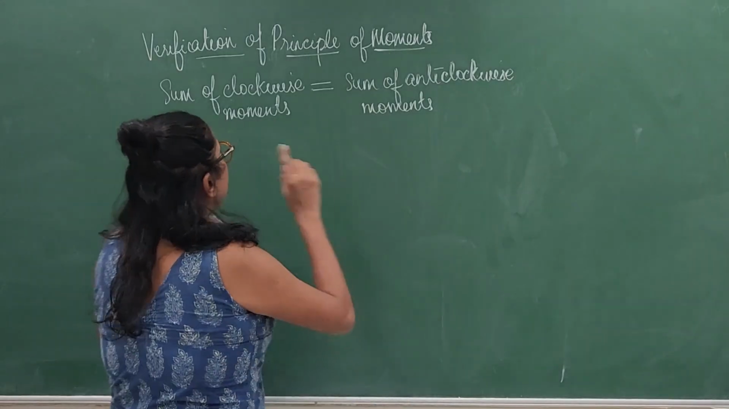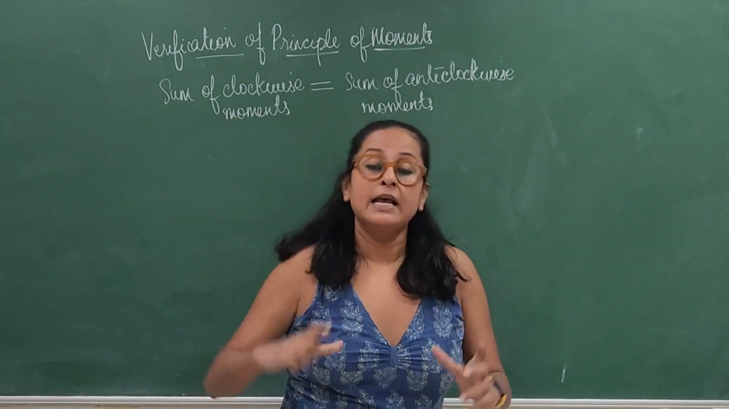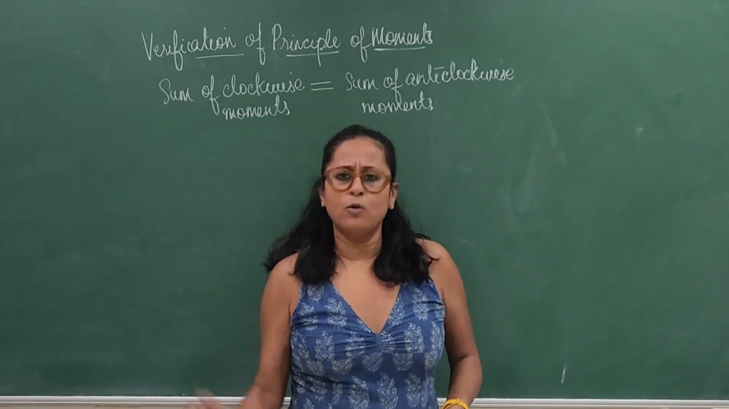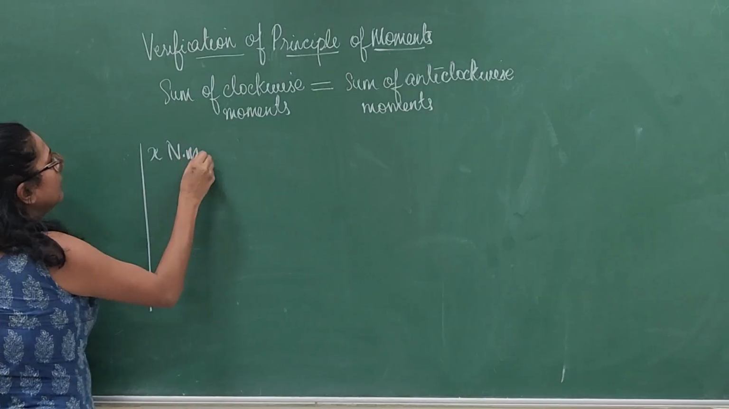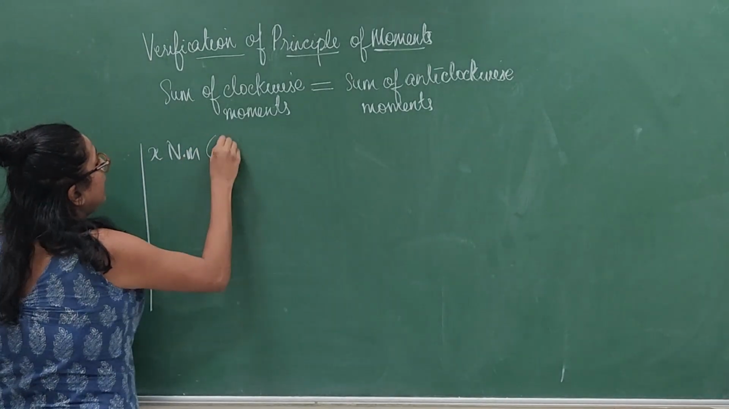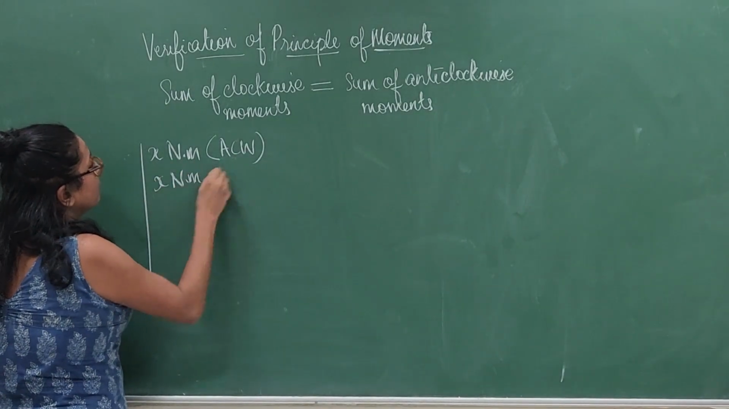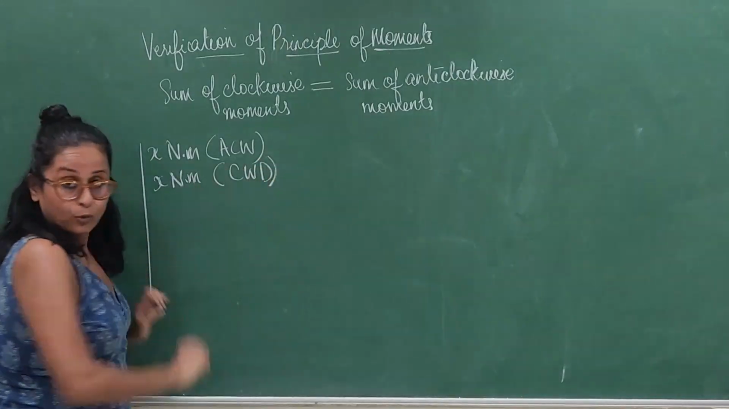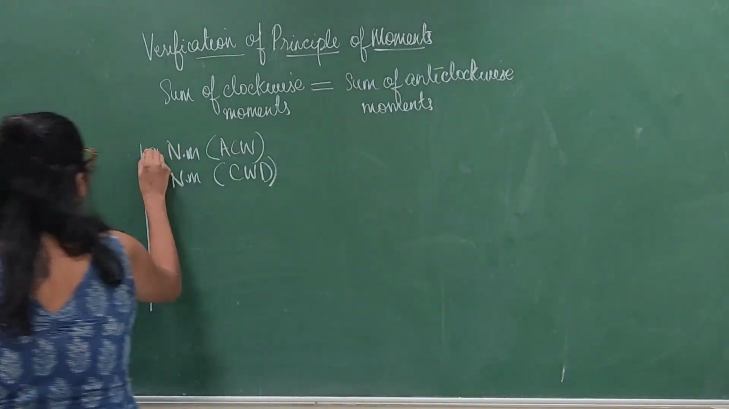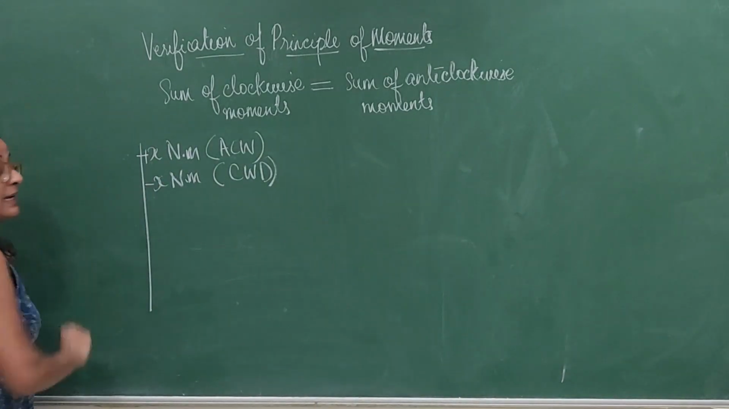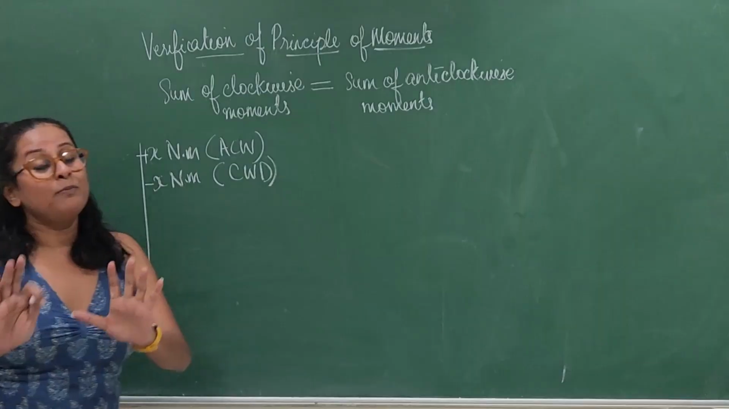Like I have already told you, if a body experiences x Newton meter moment in the anti-clockwise direction, and it experiences x Newton meter moment in the clockwise direction also, what happens based on sign convention? Anti-clockwise moments are positive and clockwise moments are negative. So if both of them are equal and you add them, what is the total moment? The total moment comes to be 0.